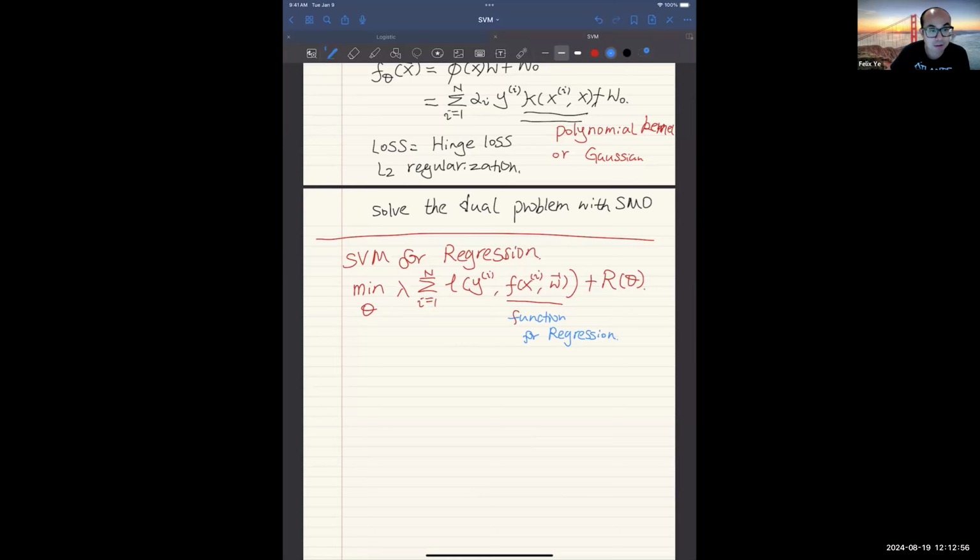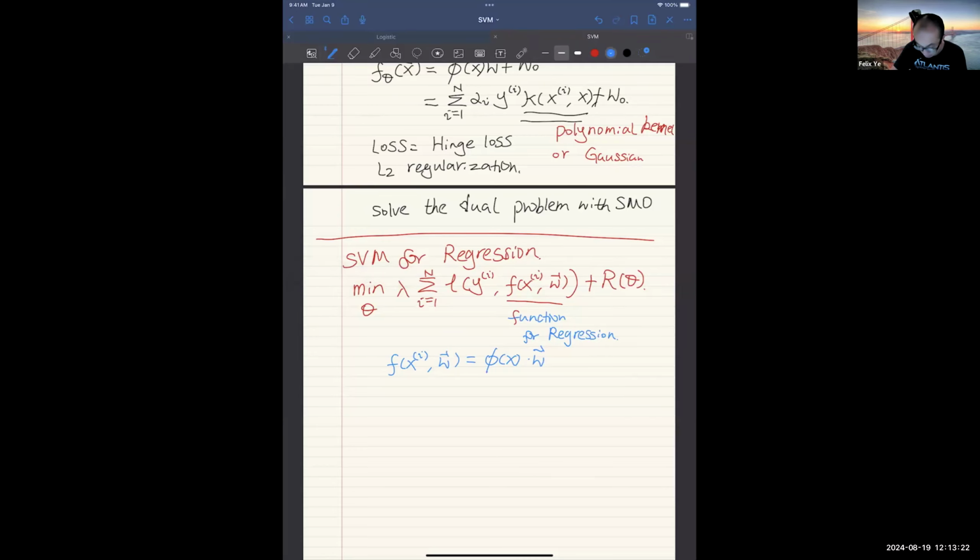And you can have functions, for example, being like phi(x) times w, which is the linear function but with some nonlinear features right here. Or even some like Gaussian basis. We have talked about the kernelized version as well.